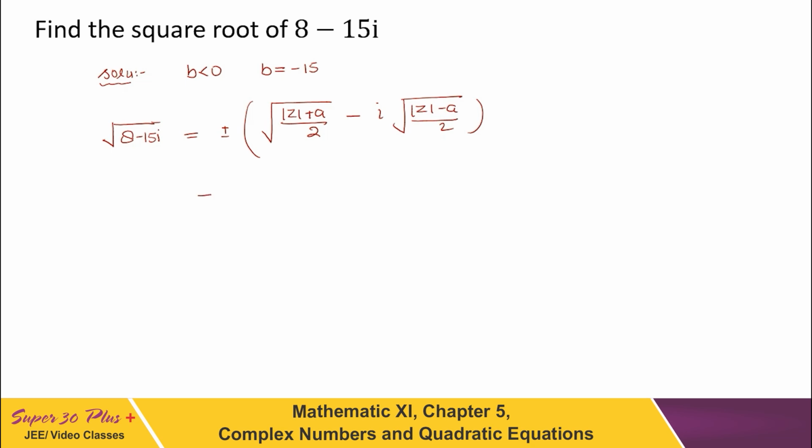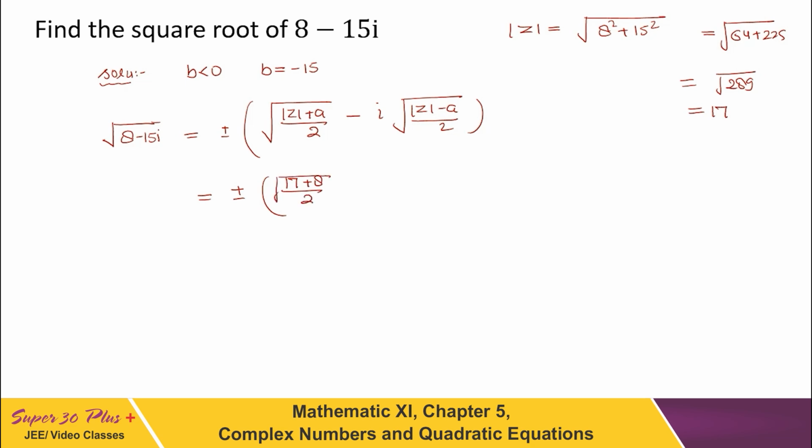Now simplify it. It is plus minus. What is the value of mod z? Mod z is the square root of 8 square plus 15 square. It is equal to 64 plus 225, which is 289, and it is the square root of 289, which is 17. So it is the square root of (17 plus 8) whole upon 2, minus iota times the square root of (17 minus 8) upon 2.